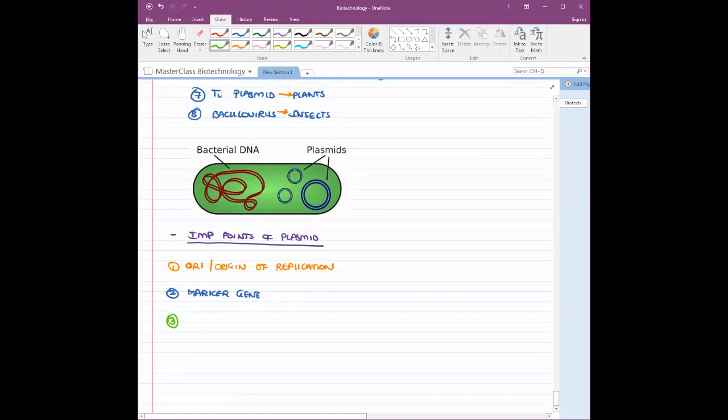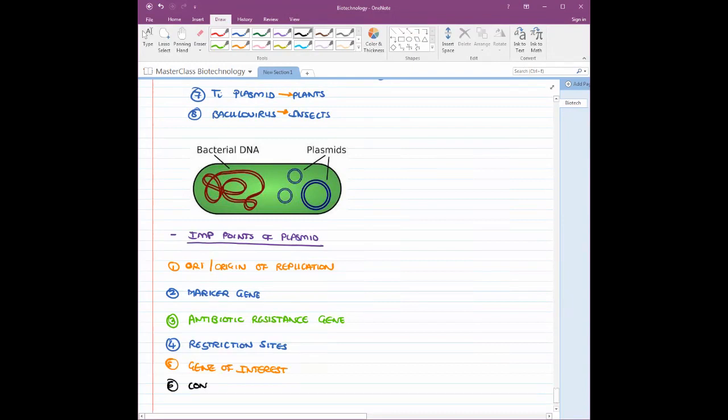Next thing, we require antibiotic resistance genes. Next thing we are going to require is restriction endonucleases, meaning restriction sites. Next, we are going to have a gene of interest. And finally, guys, we are going to have some control elements.